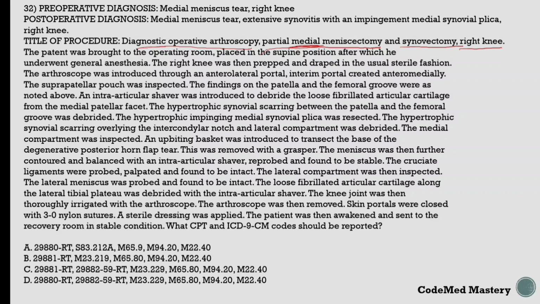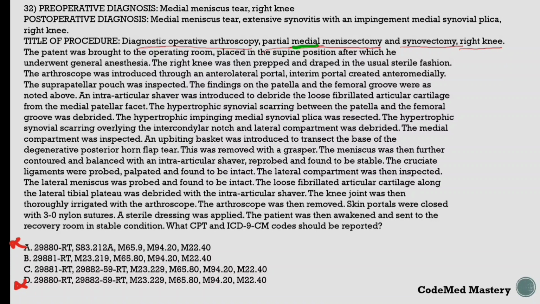While discussing the guidelines, I already mentioned that to code 29880, in the case, there must be both medial and lateral present. But in our case, only medial is present. So, we cannot code 29880. By this, we'll eliminate option A. In option D also 29880 is mentioned. We'll eliminate that also. If one code is wrong, the entire option will be wrong. Now we are left with option B and option C.